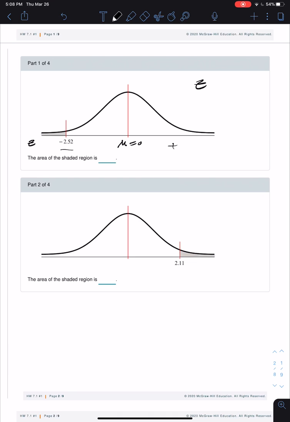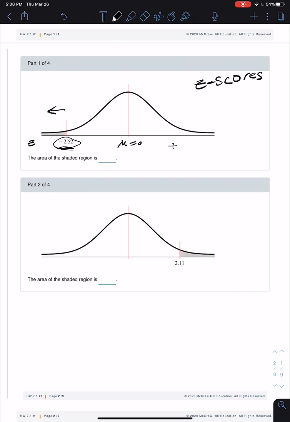Boy, I have a hard time making a z, writing with this pencil. Anyway, these are z-scores, and we can look up this z-score, negative 2.52, on our z-table. Remember, the z-table always gives us the area to the left of the number we are looking up. This is perfect, because we want the area that's shaded to the left.